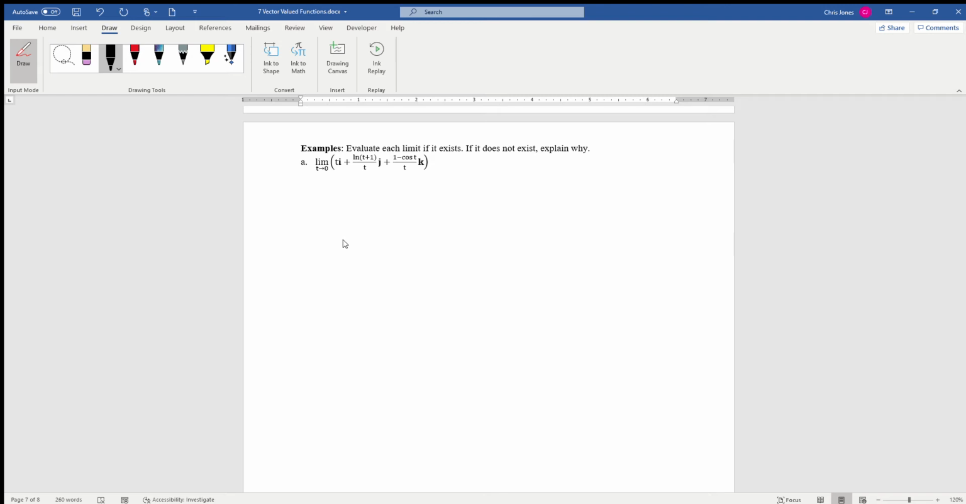What we're going to do is take the limit of each of the coefficients of i, j, k respectively, and then finish up by putting it back together as a vector. All right, so here's what we're going to do. We're going to rewrite this.